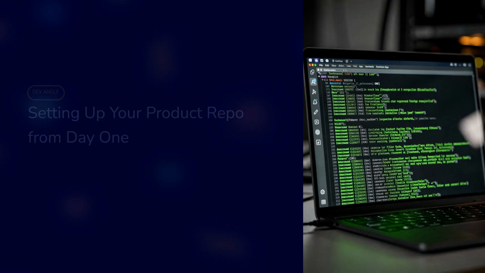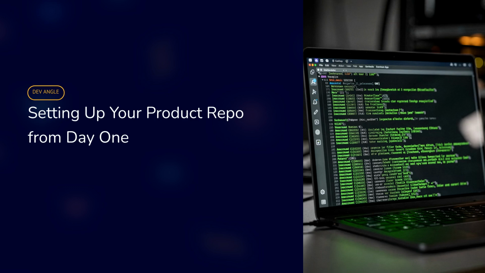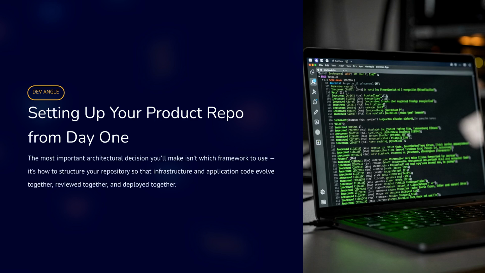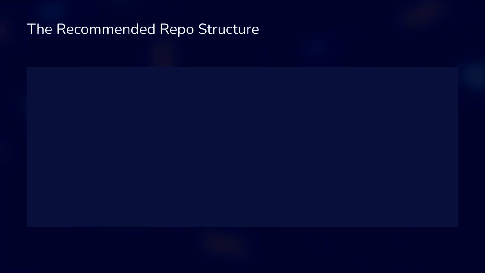From a developer angle, setting up your product repository correctly from day one is critical. The most important architectural decision is how to structure your repository so infrastructure and application code can evolve, be reviewed, and deployed together. The recommended repo structure places all four layers of your system in a single repository. This includes application source code, infrastructure templates, environment-specific configs, and CI/CD manifests.